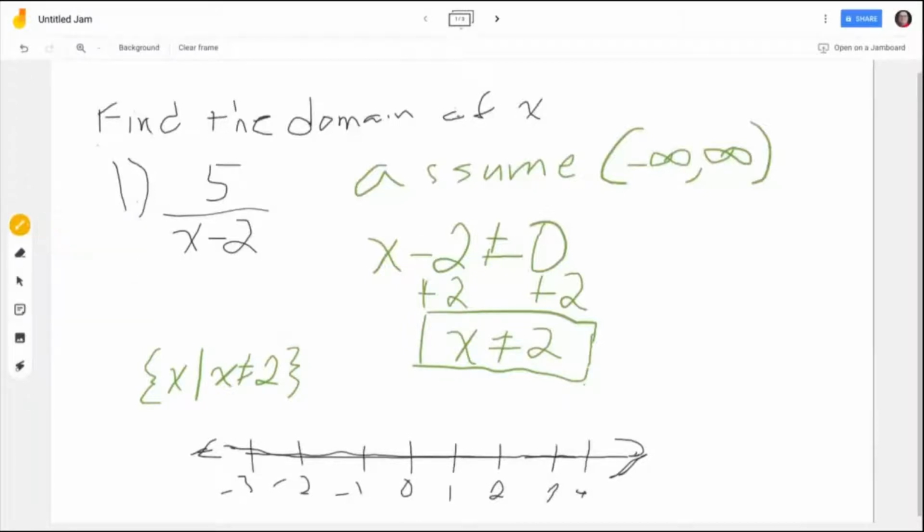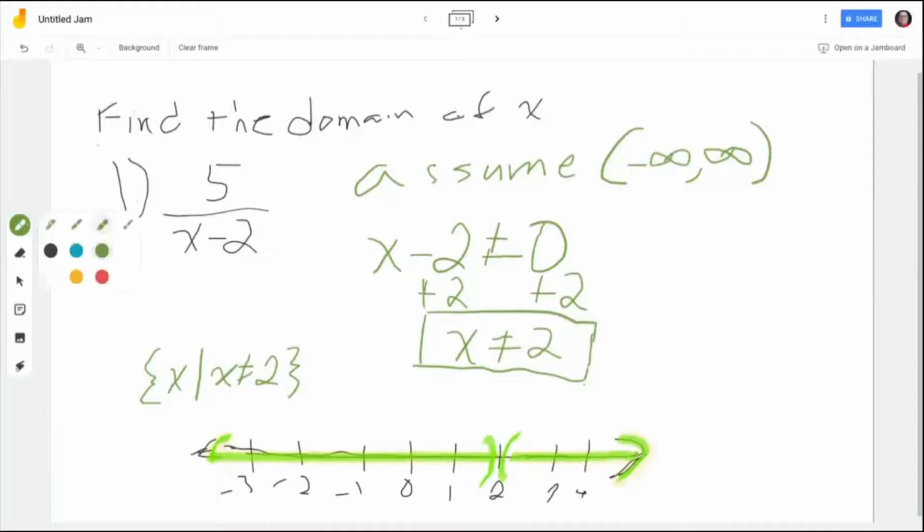So it'll be everything here. It's everything to the right of 2, everything here. So it's everything but 2. Let's get a little bit better color on here. Let's go with green again. So it's all the stuff to the left of 2, all the stuff to the right of 2, just not 2. And so since it can't equal 2, we're not going to put brackets. We're going to put parentheses, right? So parenthesis here, parenthesis here. So it's everything but 2.